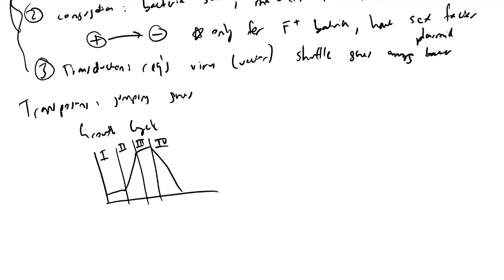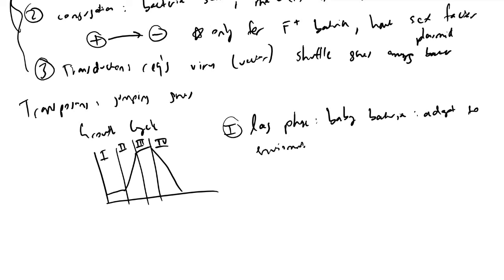What's happening in each of these? So in case 1, the bacteria are in the lag phase, and in the lag phase, the baby bacteria, the new bacteria, are adapting to their environment. So if there was an environment in which lactose was abundant and no bacteria had the lactase enzyme present, this is that time period in which those bacteria will be recognizing that they need to start making lactase and beginning to digest it.